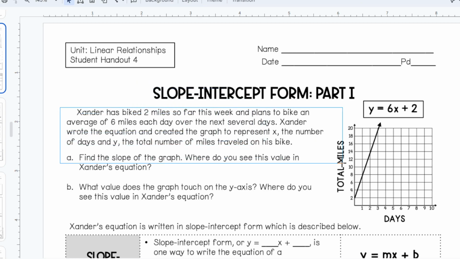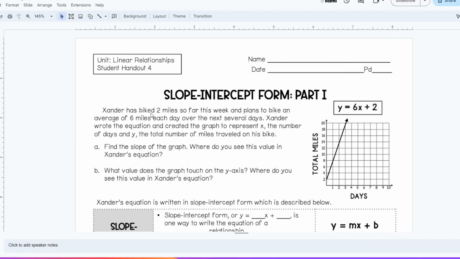If you read this, it says Xander has biked 2 miles so far this week and planned to bike an average of 6 miles each day over the next several days. Xander wrote an equation and created a graph to represent x, the number of days, and y, the number of total miles traveled on his bike. Find the slope of the graph, where do you see it in the equation, and find the y-intercept on the graph, where do you see it in the equation?